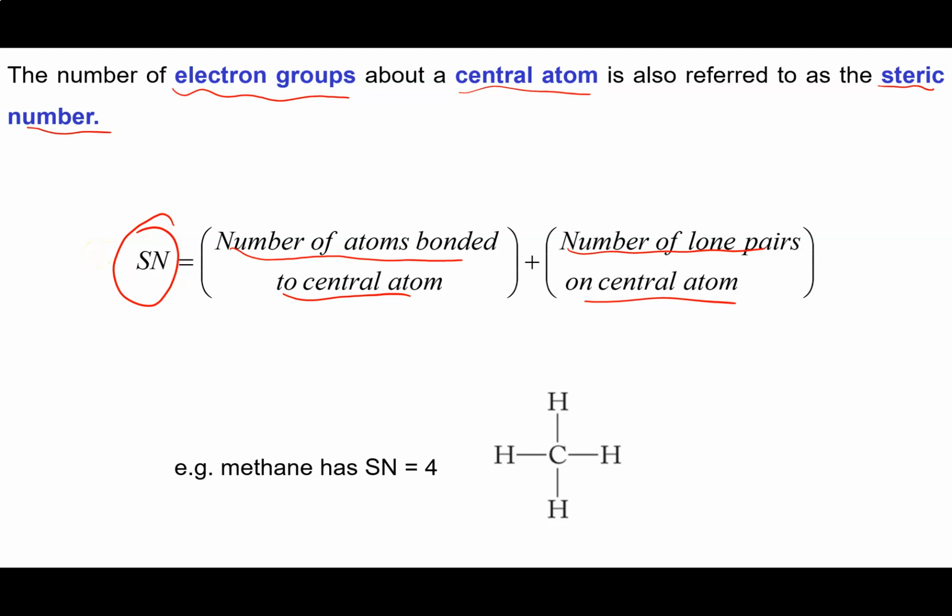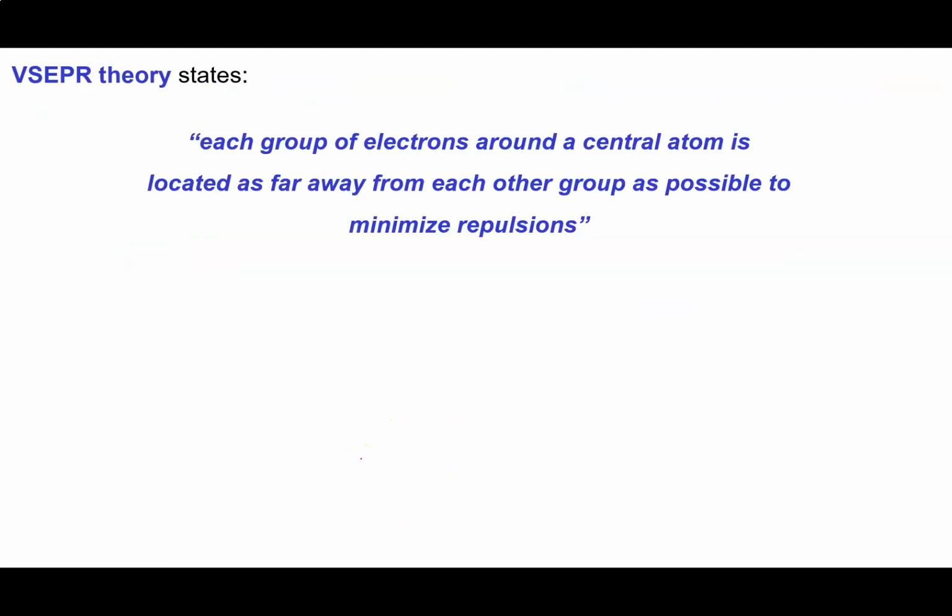We're going to see examples where the steric number goes as high as 6, but it can go higher. So methane, number of atoms bonded to the central atom, 1, 2, 3, 4. No lone pairs, steric number 4.